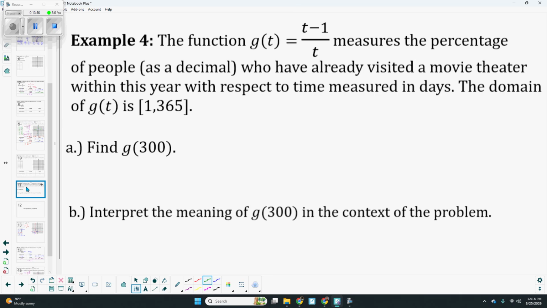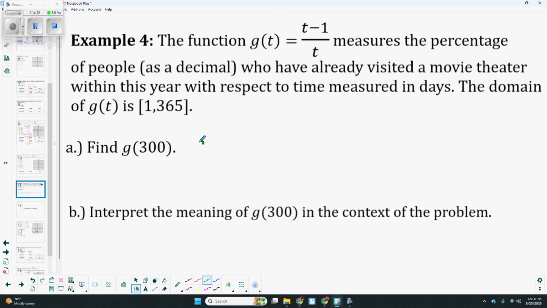Look at that, trying to forget our word problem. So the function g of t equals t minus 1 over t measures the percentage of people as a decimal who have already visited a movie theater within this year with respect to time measured in days. The domain of g of t is 1 to 365, right? So there could be 1 day of this year so far up to the 365 days of this year. So the first thing says find g of 300. So that means we're going to plug 300 in for t.